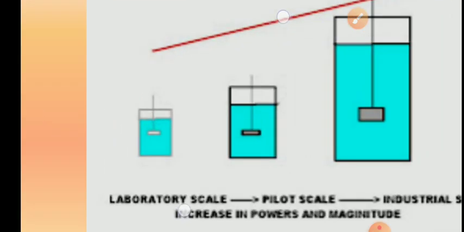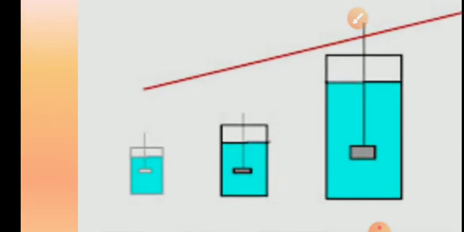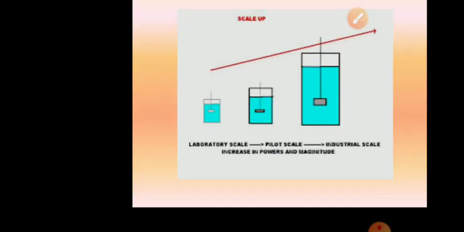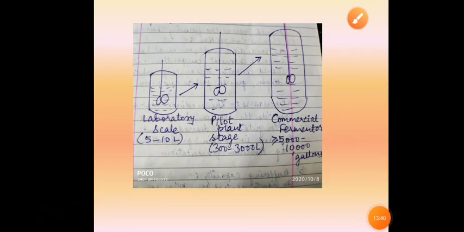So if you look at the diagram, you can see a small laboratory scale fermenter, then a pilot plant fermenter, and then a large scale commercial fermenter. This is how the process is transferred from small vessel to a large vessel. Like lab scale 5 to 10 liters, then 300 to 3000 liter pilot plant stage where all studies are done, and then finally transferring the process to a commercial fermenter which may have a capacity of 10,000 or more gallons. Right, that is all about scale up of fermentation process.